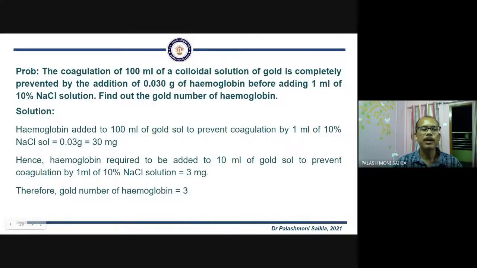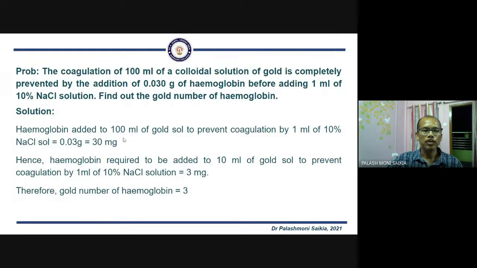Okay. Let us see another question. Coagulation of 100 ml of colloidal solution of gold is completely prevented by addition of 0.03 gram of hemoglobin before adding 1 ml of 10% NaCl. Find out the gold number of hemoglobin. So this was also asked in Gauhati University. So all these questions are taken from Gauhati University board examination papers. So again, you see another very simple question. For preventing coagulation of 100 ml, we need 0.03 gram.